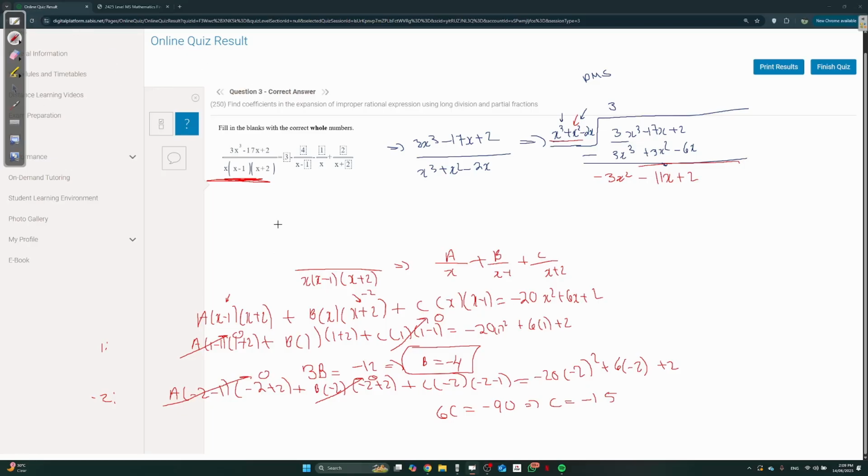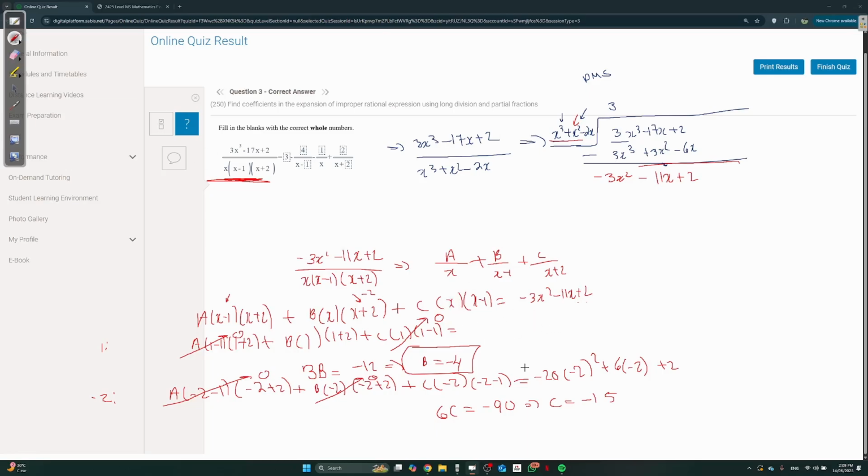So let's just fix this here. Let's fix this to minus 3x squared minus 11x plus 2. So let's fix this here. Equals the, so minus 3x squared minus 11x plus 2, and over here, I'm just going to fix this to minus 3.